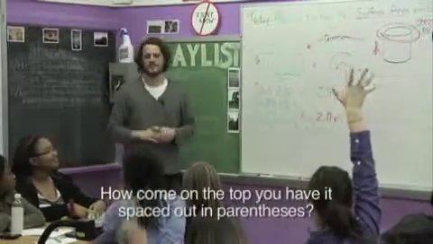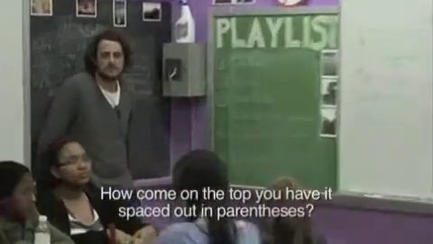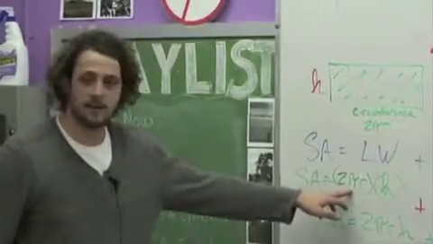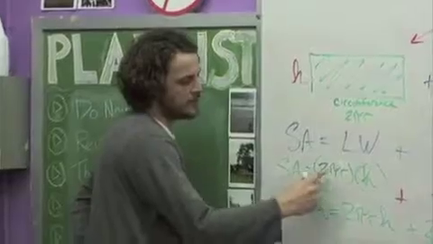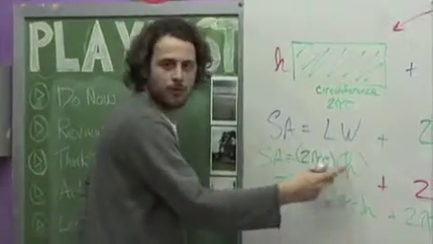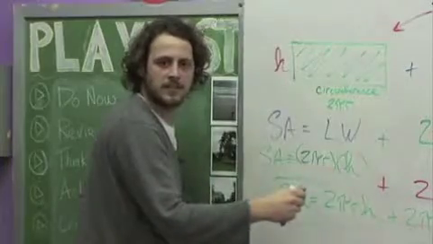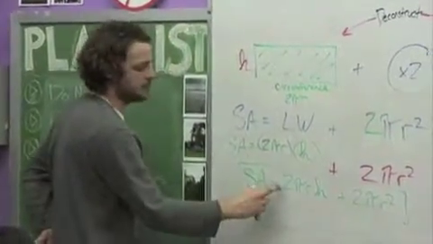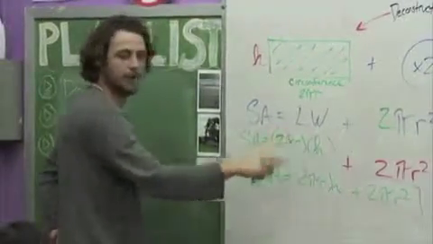What's up, Trayvon? Go ahead. How come on the first top where you have it spaced out and in parentheses, but on the second one you don't? Because when you multiply, Trayvon, does it matter in which order you multiply things? Like 2 times 1 is the same as 1 times 2, right? So same idea. We could do 2 times pi times r times h in any order. It's fine. We can remove parentheses like that.